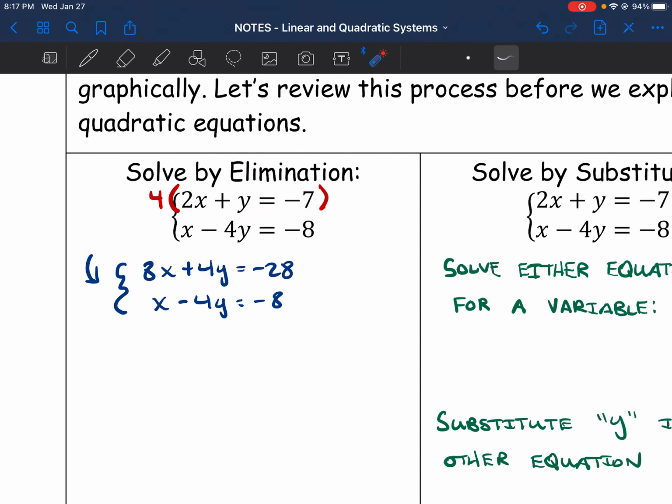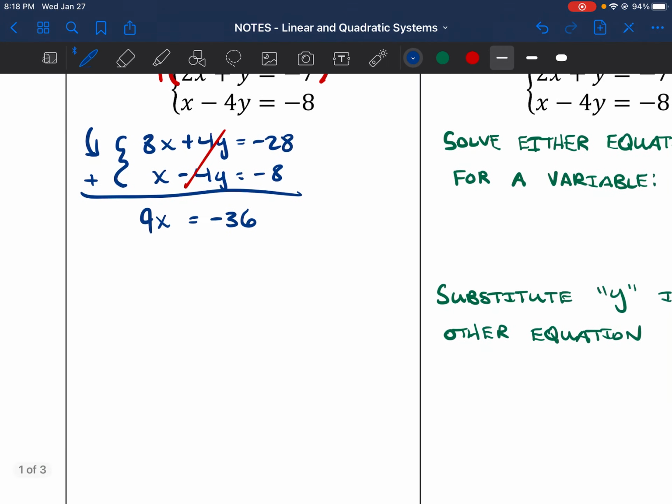And this is going to allow us to eliminate the y variable entirely, because by adding the equations together, 4y and negative 4y will cancel. So let's go ahead and add these equations. 8x plus x is going to give us 9x. Obviously, we can see the whole point of this was to eliminate the y variables. And 9x equals, let's see, negative 28 minus 8, that's going to be negative 36. And then by dividing both sides by 9, we get that x equals negative 4.